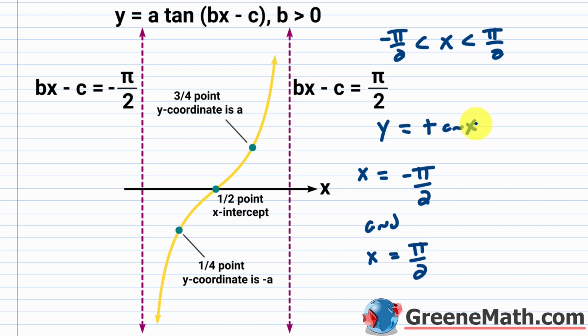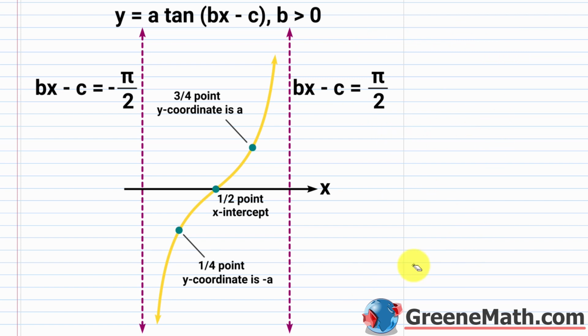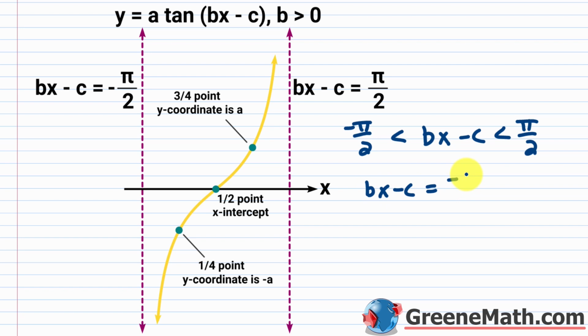Now, we don't have an argument of x, we have an argument of bx minus c. So we just have to adjust this. We're going to use the same thought process, though. We're going to do one cycle where bx minus c is greater than negative pi over 2 and less than pi over 2. We can find the vertical asymptotes by saying that bx minus c is equal to negative pi over 2. So that would be one of them. And bx minus c is equal to pi over 2. So that would give you this guy and this guy, the two consecutive vertical asymptotes that you're looking for.